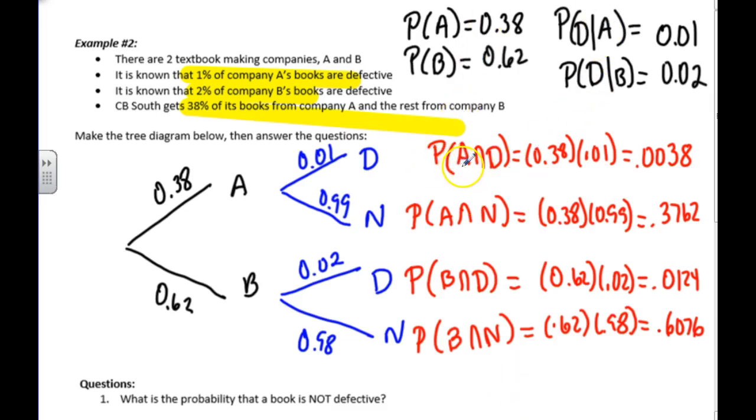This right here is saying, what is the probability that the textbook is both from company A and defective? Remember, and is the intersection. And so this will be A and non-defective, B and defective, probability of B and non-defective. Okay?